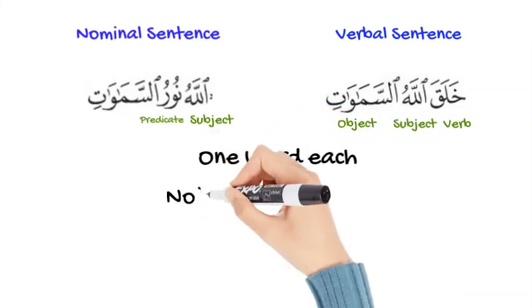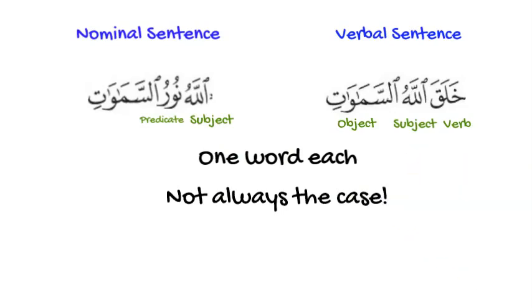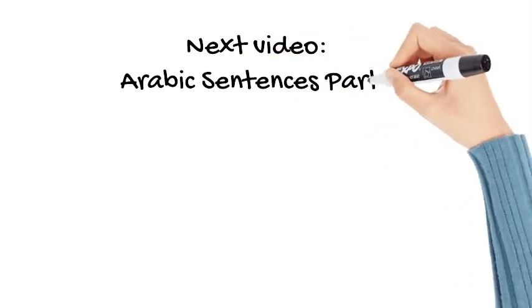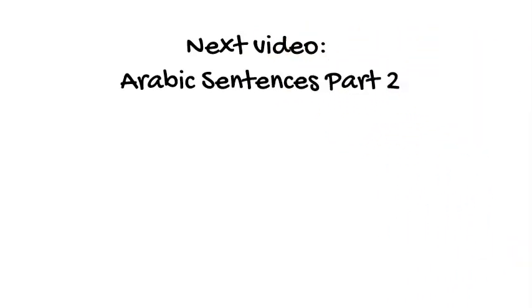However, this is not always the case with Arabic sentences. And in the next video, inshallah, we will talk about some caveats with verbal sentences and nominal sentences that can help us understand the complexity of the structure of Arabic sentences. So our next video is going to be part 2 of Arabic sentences, and we'll talk about sentences that are not so straightforward.